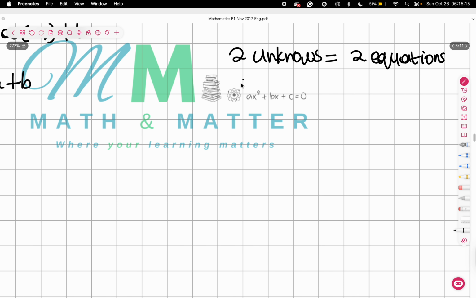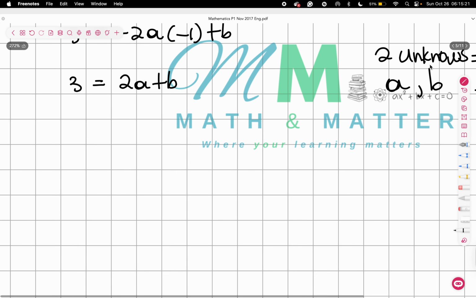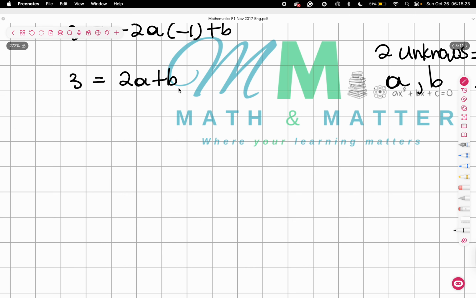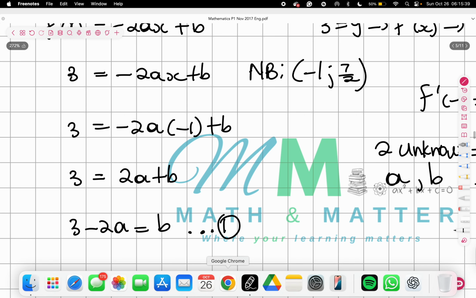So what are your unknowns? We have unknown A and unknown B. So you're going to have equation 1 and equation 2. So let's turn this into an equation. It's going to be 3 minus 2a is equal to b. It's already an equation, but let's make one variable subject of the formula. Okay, so this is equation 1. I hope this makes sense.